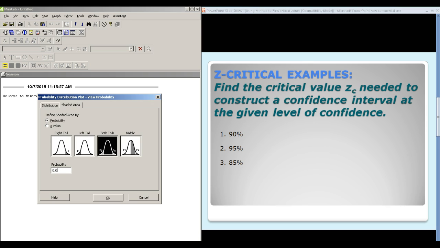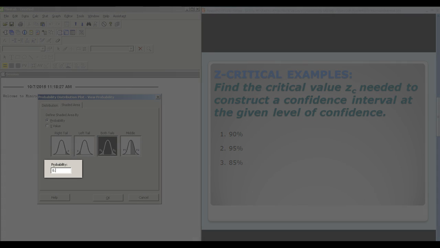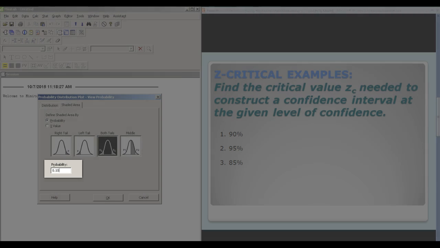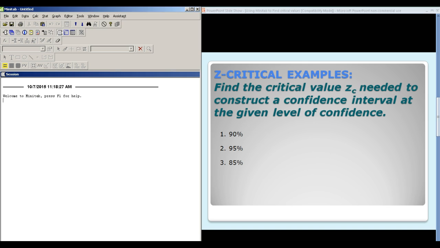So here is what we need to do. We need to tell Minitab what probability is in these tails right here, and we need to tell it the remaining probability. We do not need to do the division by 2. Minitab will do that for us. So if we're looking at the 90% confidence interval, we have 10% divvied up between those two tails. So we just need to tell Minitab that we have 0.10. We have 10% in our tails. So the way I found that was 100% minus 90%. So I'm going to enter in that 10% there, and I'm going to click OK.